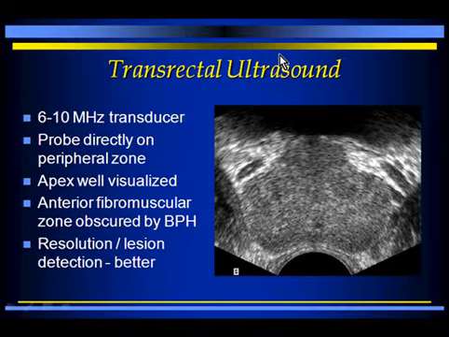Ultrasound of the prostate is preferentially done with a transrectal approach. That's the way of getting closest to the prostate. It gives you the best images of the prostate. The probe we use is anywhere from 6 to 10 megahertz. This is a transrectal image. The probe is in the rectum. This is the rectal wall here, and the perirectal fat here. And here we see the prostate sitting in front of the rectum. The probe is placed directly on the peripheral zone of the prostate. The apex of the prostate often is not as well visualized, and the anterior fibromuscular stroma, which is up here, is often obscured by a process called benign prostatic hypertrophy, or BPH, which tends to be in the middle of the prostate.